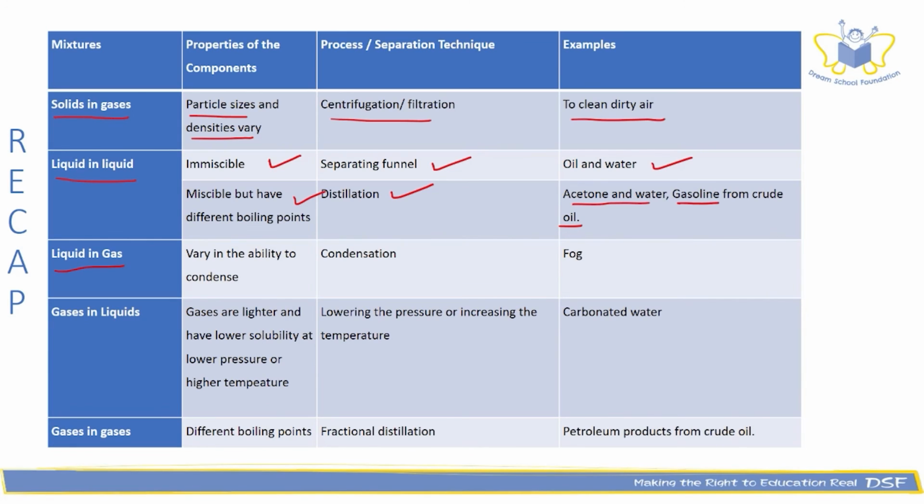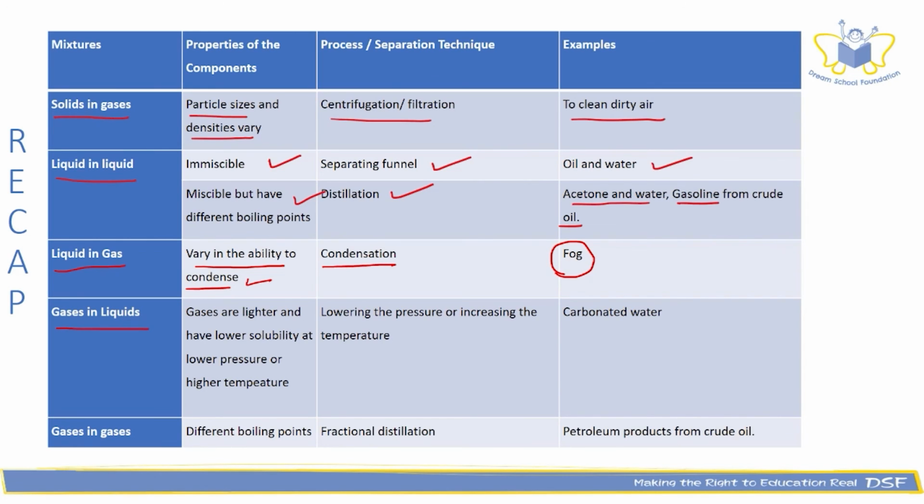Next up is liquid in gas. The best example is fog, wherein water particles are suspended in air. So in here, they vary in the ability to condense. As we have already studied, liquid particles are closer to each other and it is easier to condense them rather than the gas particles, wherein the gas particles are randomly moving, which has more energy and they're very far apart from each other. So we can use condensation as a technique to separate liquid from a gas.